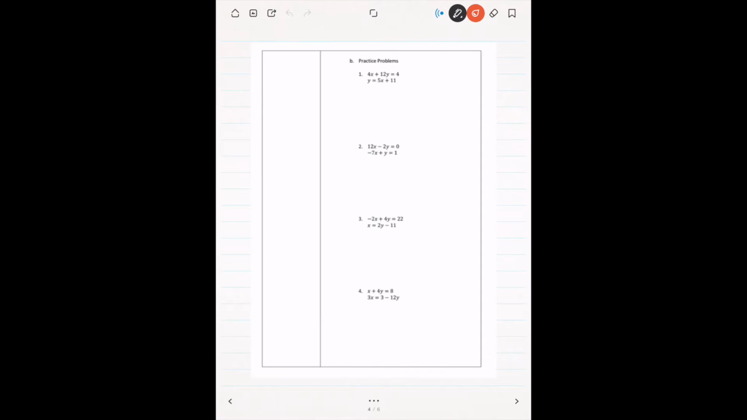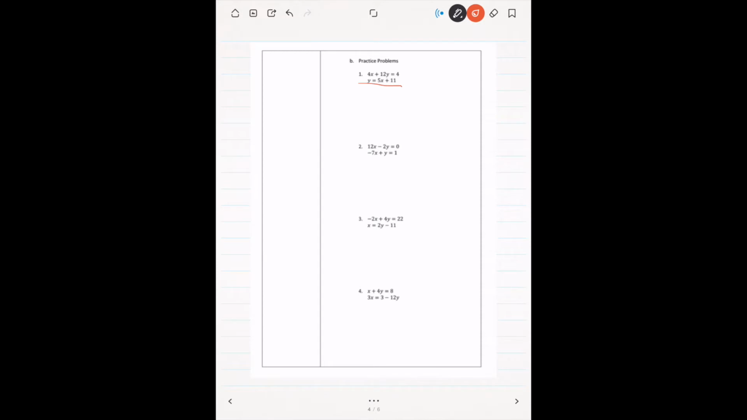Let's practice this idea. We have some practice problems right here, and I'll write down the answers to them, but let's go ahead and actually try to use some of this technique. In this first problem, we have to first pick an equation and get a variable solved for. Well, doesn't it look pretty obvious? We already have one solved for. So let's just use that.